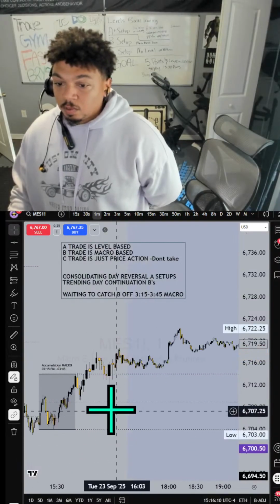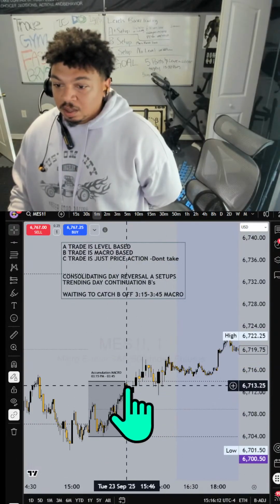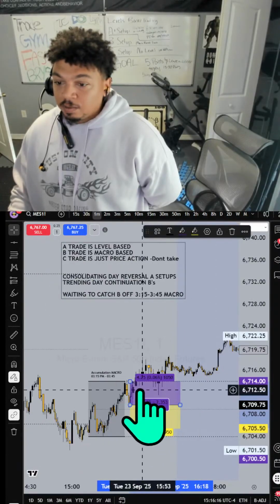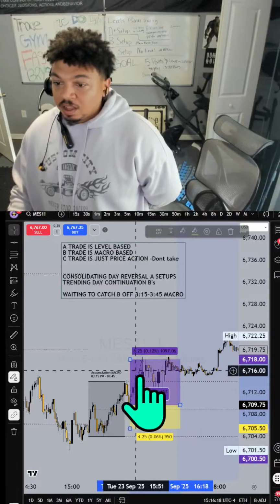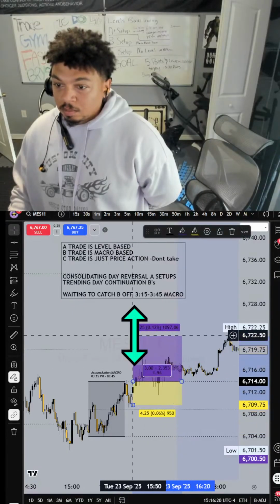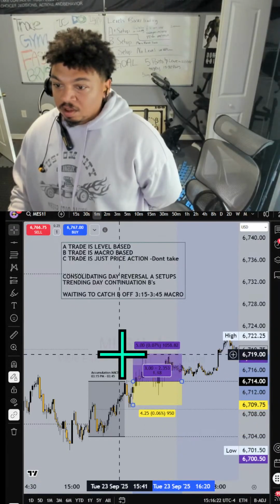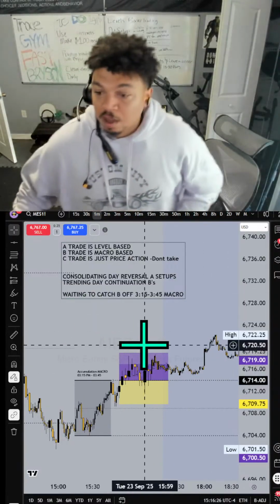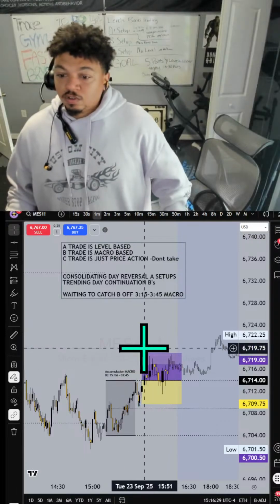So 315 and 345. That macro ended. We went lower, got close to the consequent encroachment. Let's say you buy it there anyway, 5 points. Let's say you bought it at the high. Comes very close, but doesn't hit the 5 points. So you have to make a decision whether you're going to take the 4 points or not. That's up to you. You could trail it.